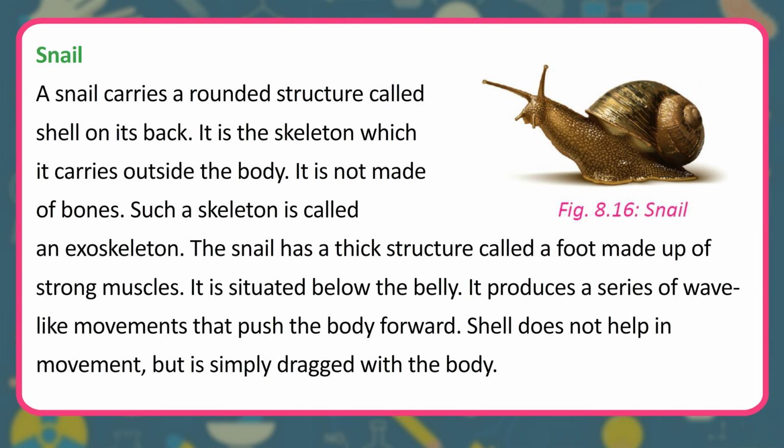Snail. A snail carries a rounded structure called shell on its back. It is the skeleton which it carries outside the body. It is not made of bones. Such a skeleton is called an exoskeleton.